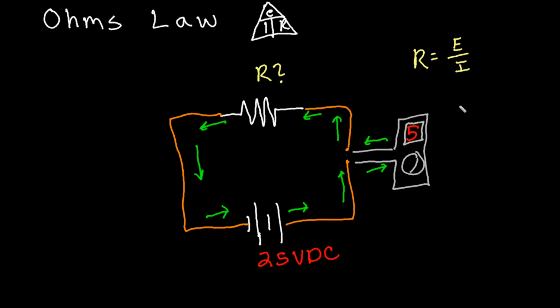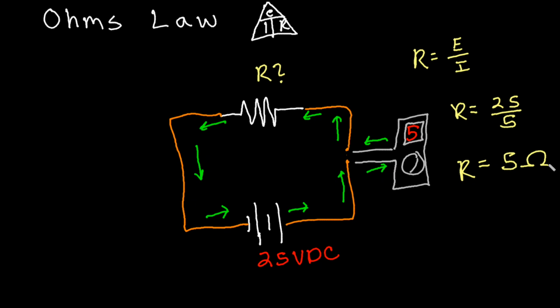So now we can come over here and we can say R is equal to E over I. R is equal to 25 divided by 5 because we know our current in the circuit. So R equals 5 ohms.